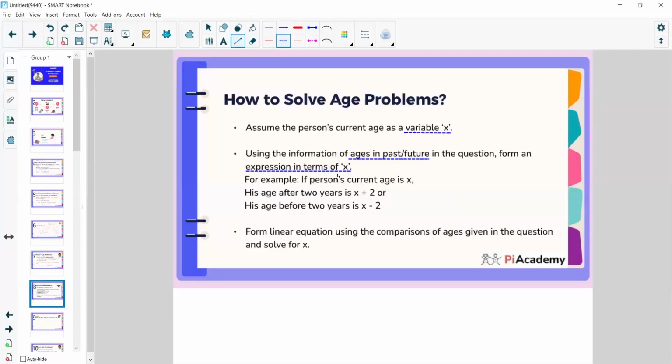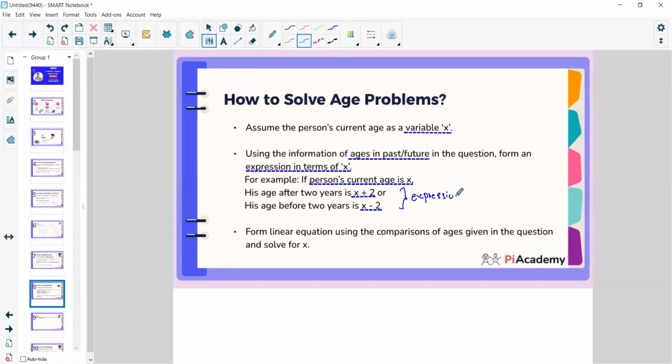Let me give you an example. Suppose a person's current age is x. Okay. What will be his age after 2 years? It would be x plus 2, isn't it? Yeah. Suppose Ishan's current age is 10 years, his age after 5 years would be 10 plus 5. And what would have been Ishan's age before 3 years? It would have been 10 minus 3, right? So just like that, his age before 2 years would be x minus 2. So this is how you write down the expressions.